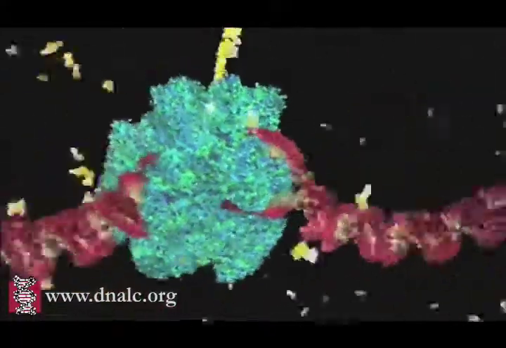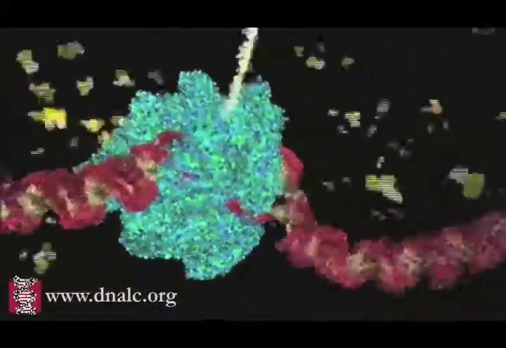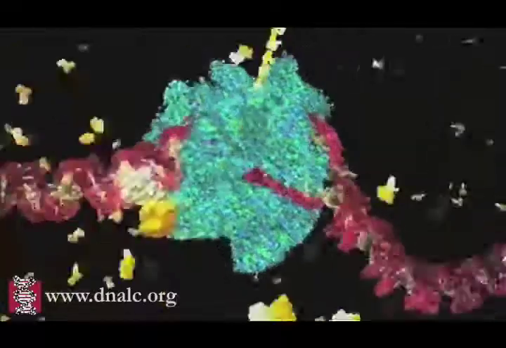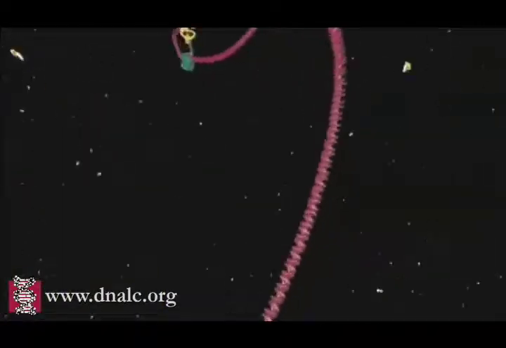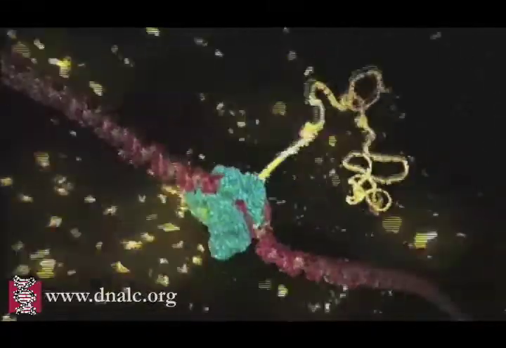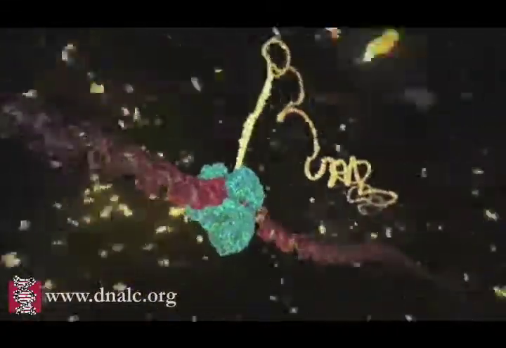The RNA polymerase unzips a small portion of the DNA helix, exposing the bases on each strand. Only one of the strands is copied. It acts as a template for the synthesis of an RNA molecule, which is assembled one subunit at a time by matching the DNA letter code on the template strand.